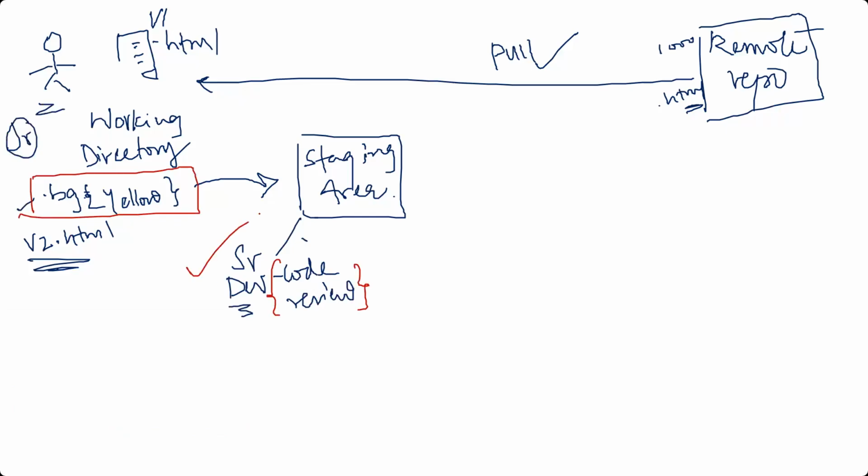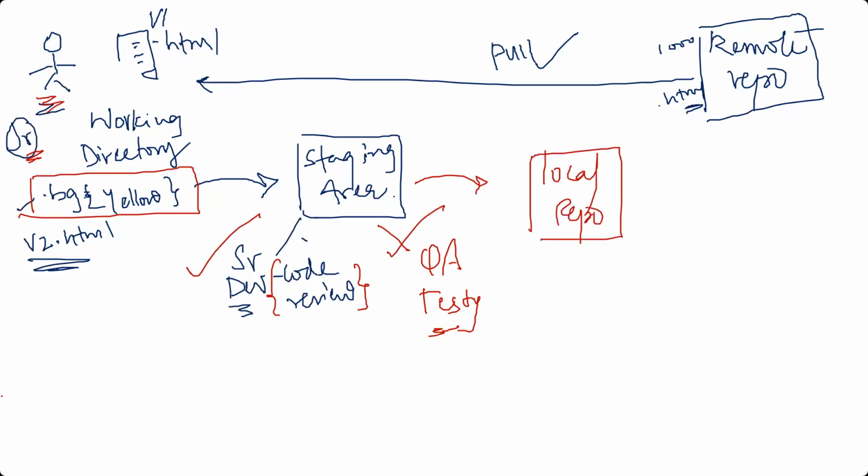Once the senior developer signs off, this code is used by some QA resource to do testing. They will test whether the ask, which is to change the background color to yellow, right, which was given to the developer, was addressed or not. That activity will be done by the QA resource. Once the QA resource tests this code and signs off, the junior developer will move this code to another place called the local repo. Okay, local repo.